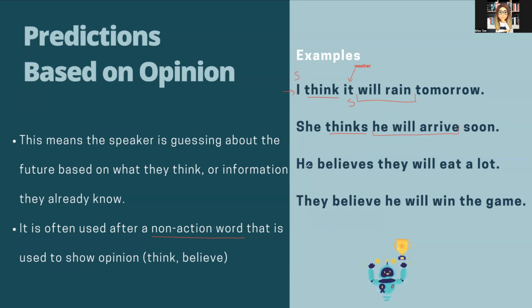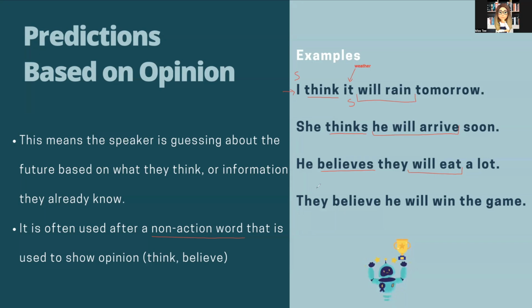Next one, he believes they will eat a lot. So this is our non-action word that shows opinion, he believes. And now this is his guess about the future. They will eat a lot. So that's his guess about the future there.